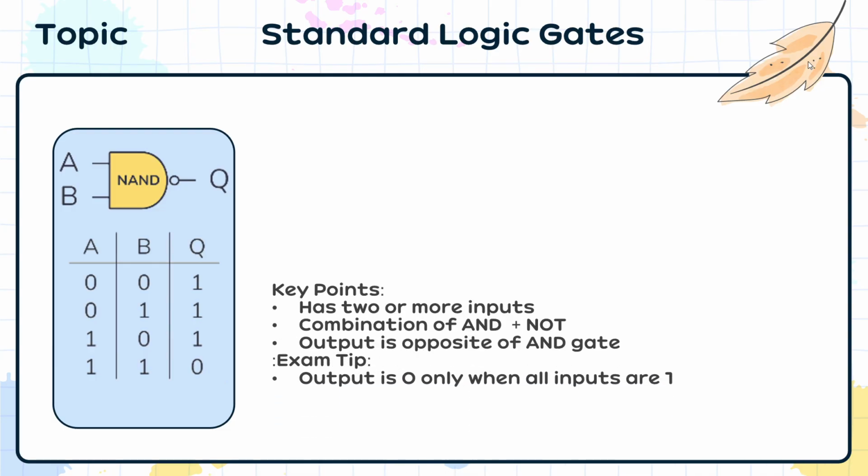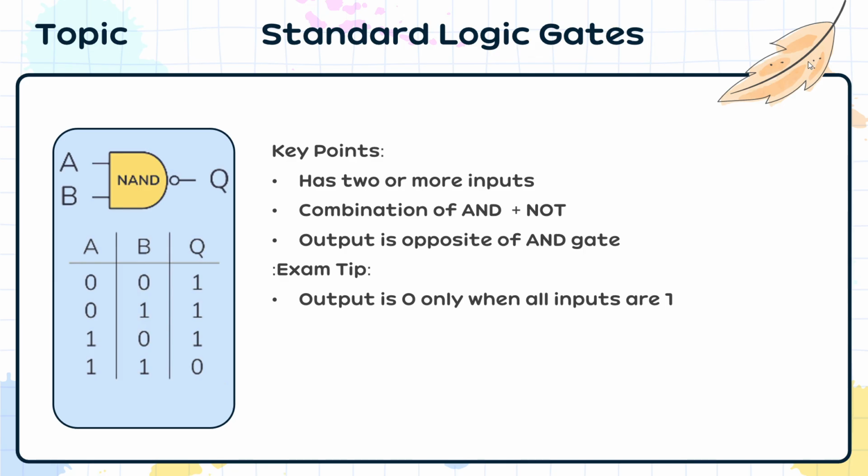The NAND gate is a combination of an AND gate followed by a NOT gate. This means its output is the opposite of an AND gate. The output is 0 only when all the inputs are 1. In every other case, the output is 1.